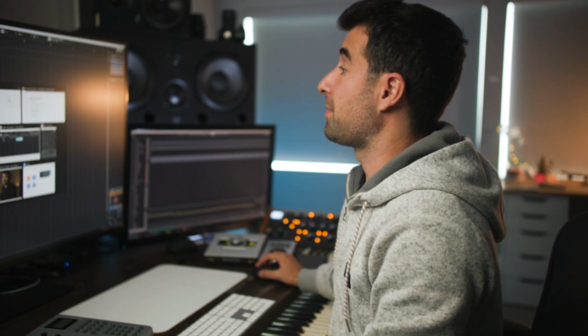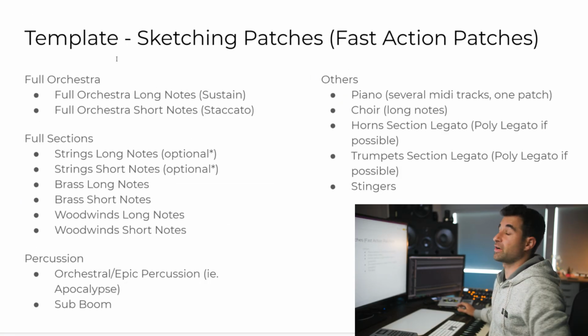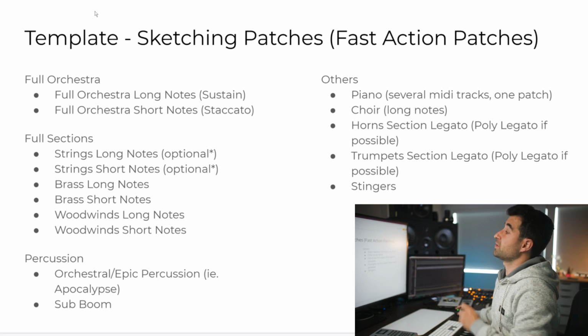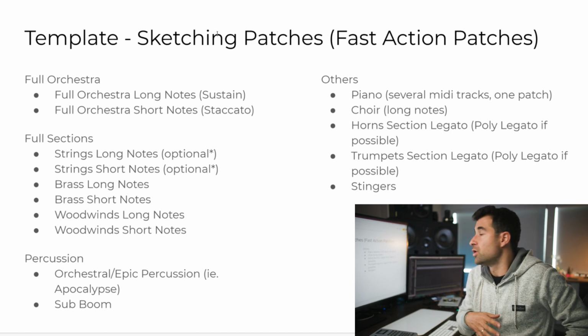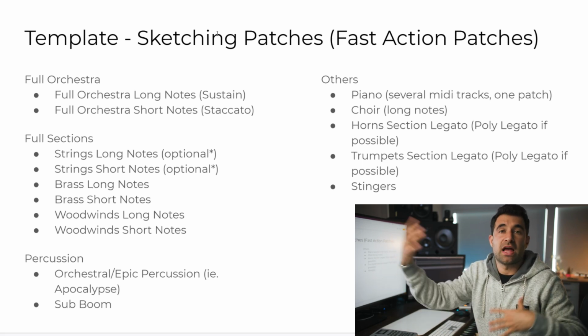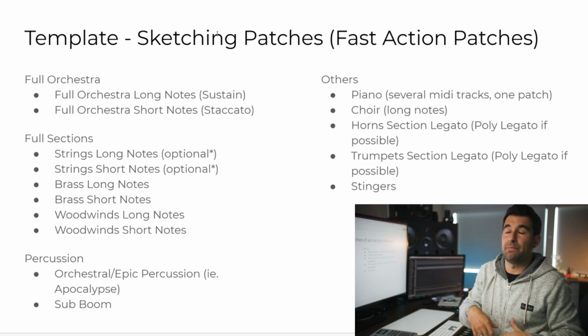All right, so we're going to create the template. These are the tracks that we are going to create. We're going to create 3 groups of tracks. In this video, we're going to create the first group of tracks, which are going to be the sketching patches or fast action patches. Every composer will have some of these tracks at the beginning of their template. It's a group of tracks that give you the quick sound, like the orchestral sound or the string sound, or you will have the pianos or the choir. Those tracks are for when you are sketching or when you need that big sound and you're not going to orchestrate the entire thing.